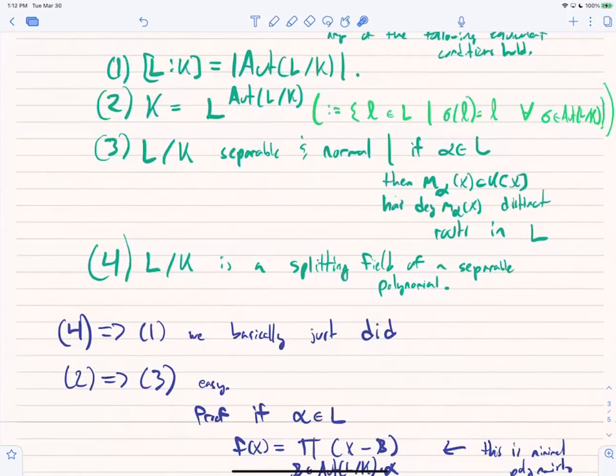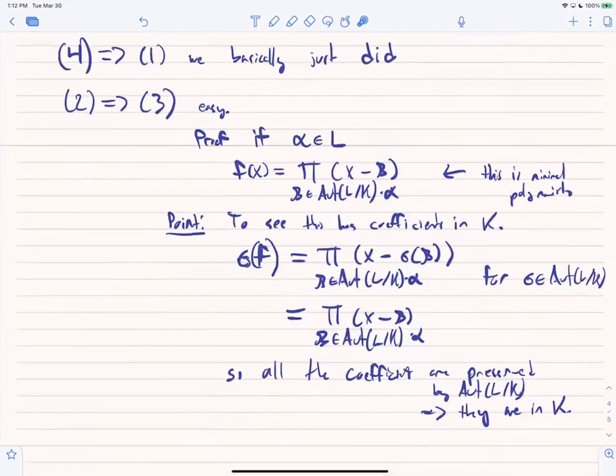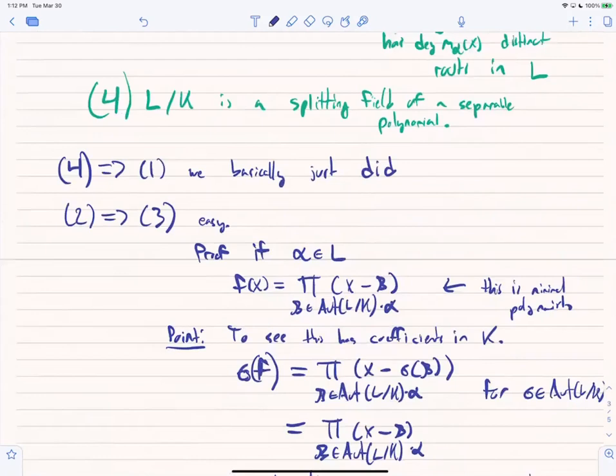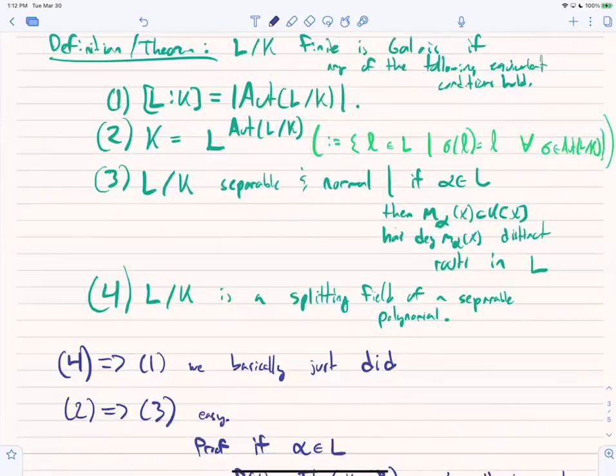Okay, and then once you have 3, and 3 implies 4 is easy. So 3 and just take elements to generate L over K and take the product of their minimal polynomials. And if you got the same minimal polynomial twice, just get rid of it.